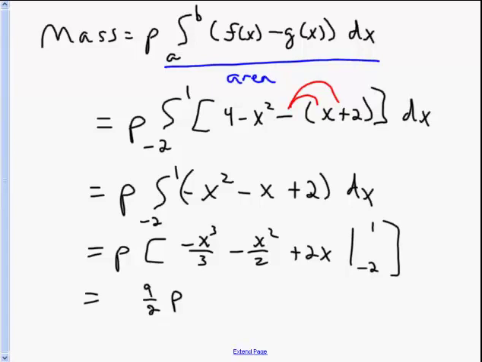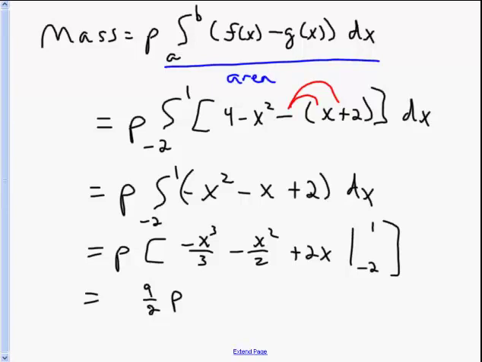Area between those curves is 9 halves, and you have your density there, right? So that's going to give you your mass. And you always need to find that. If you're going to find the center of mass, you need the actual mass, which is just rho times the area, the density times the area.